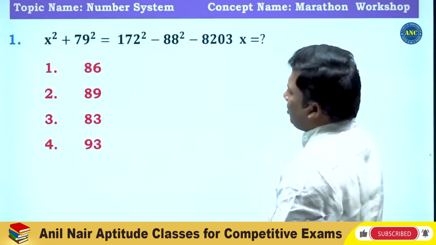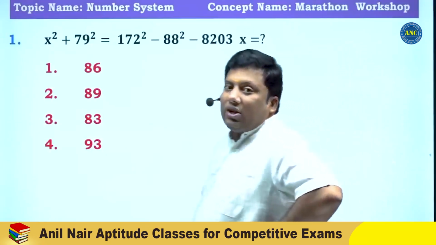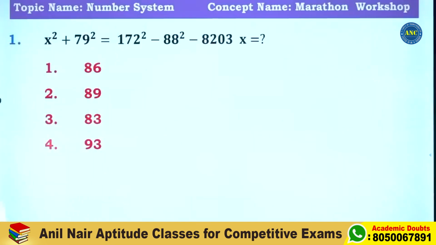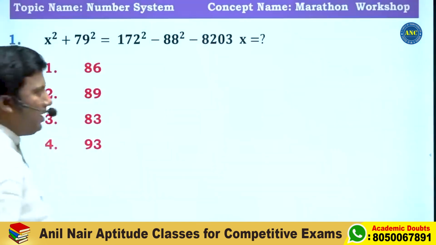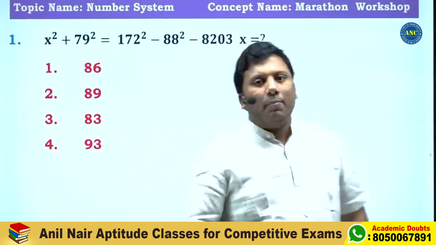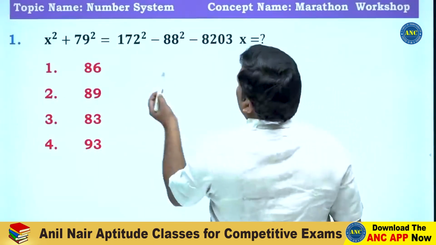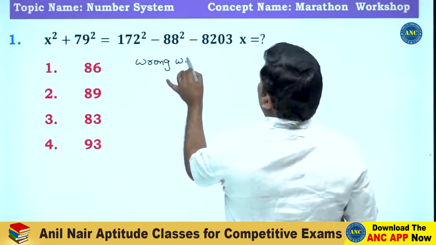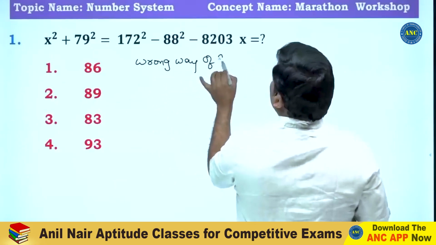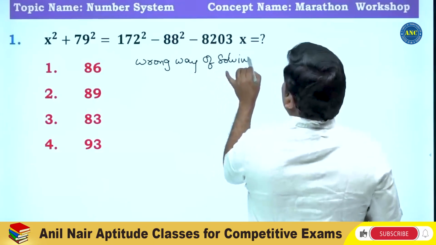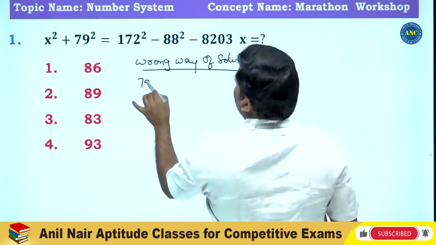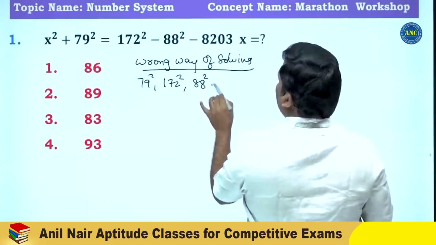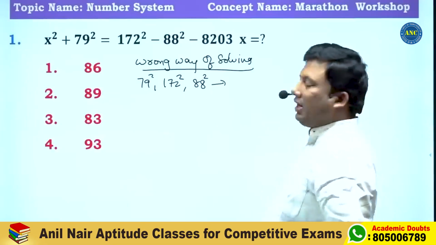X square plus 79 square. Read the question first. X square plus 79 square is equivalent to 172 square minus 88 square minus 8203. What most of the students will do is use some Vedic mathematics calculation and find out 79 square, 172 square, 88 square, and do all the necessary mathematical operations.